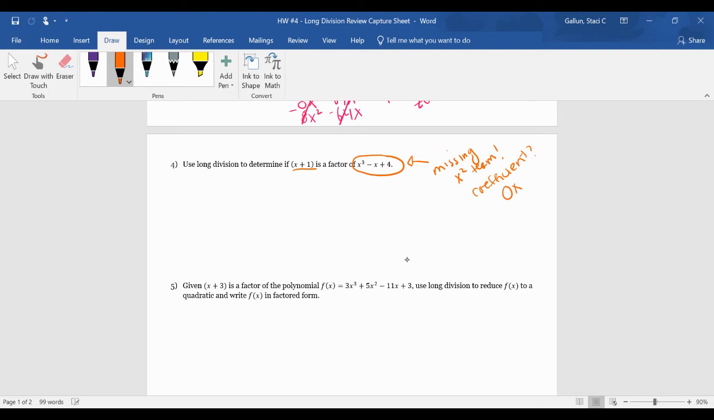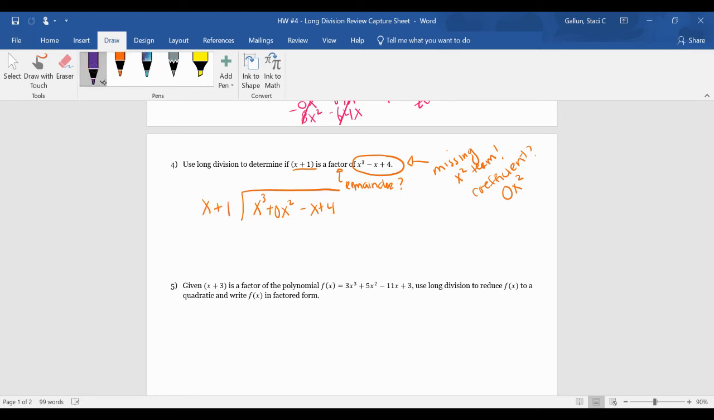0x squared, right? So let's go ahead and divide these. We're going to know if it's a factor if what is true? If the remainder is 0, right? This is really basically asking, is there a remainder? Is the remainder 0? Okay, so x to the third plus 0x squared, don't forget that, minus x plus 4, divided by x plus 1.